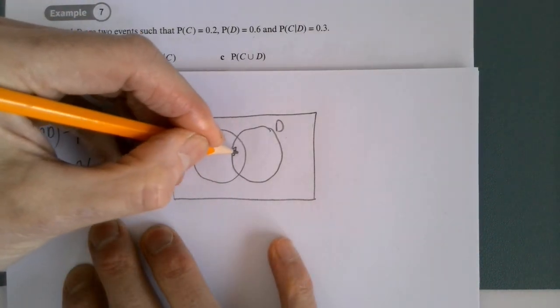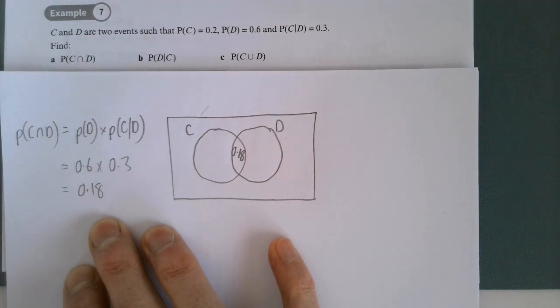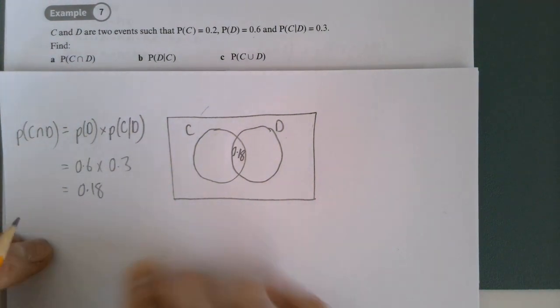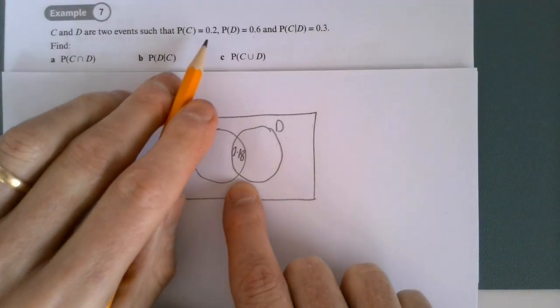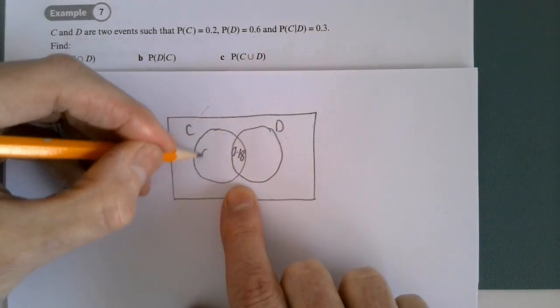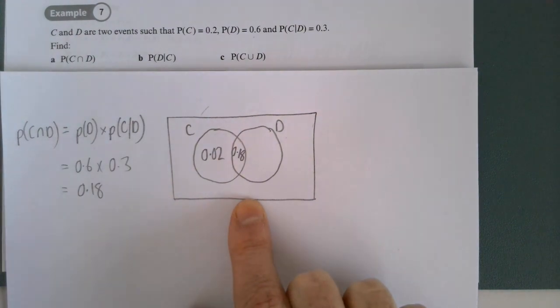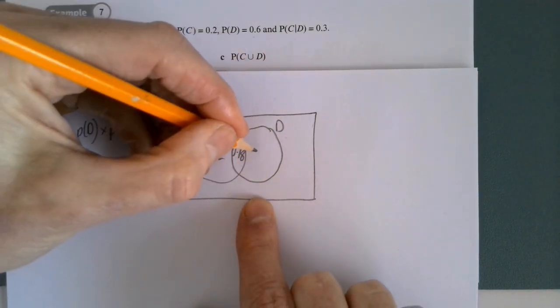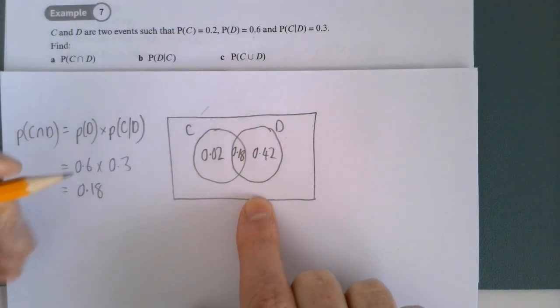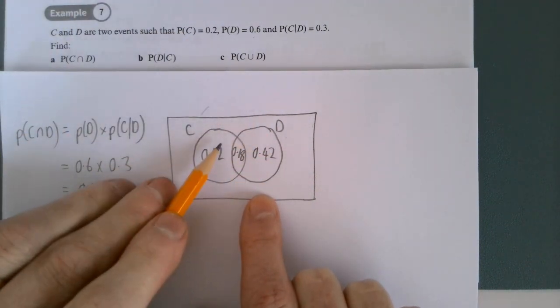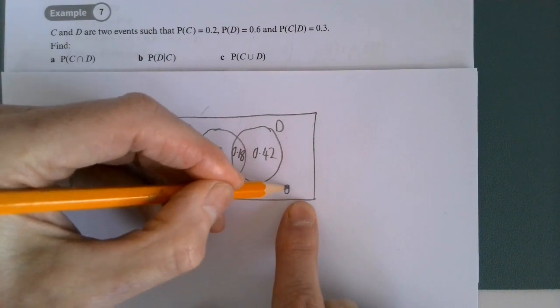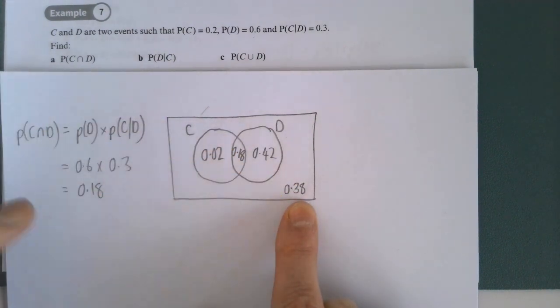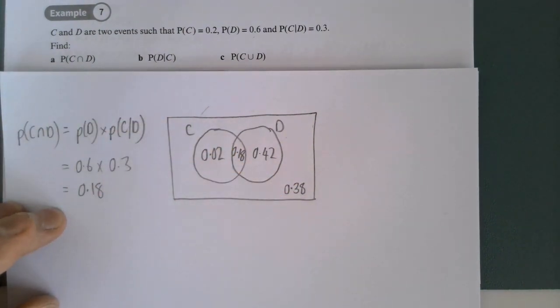So now I should be able to answer the rest of the question and fill in the rest of the diagram. So probability of C is 0.2, so this circle needs to add up to 0.2. Probability of D is 0.6, so this circle needs to add up to 0.6. So that's 0.62, so that must be 0.38. Now I reckon we're okay, we can do the rest.